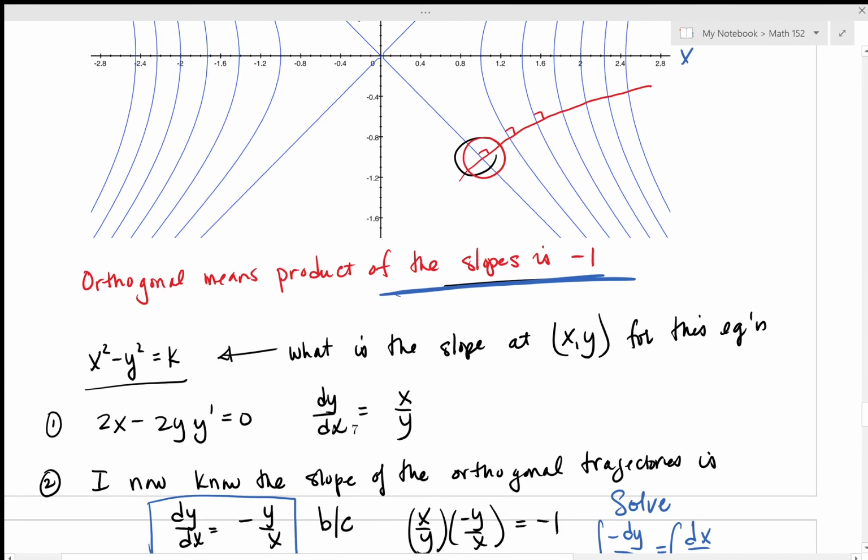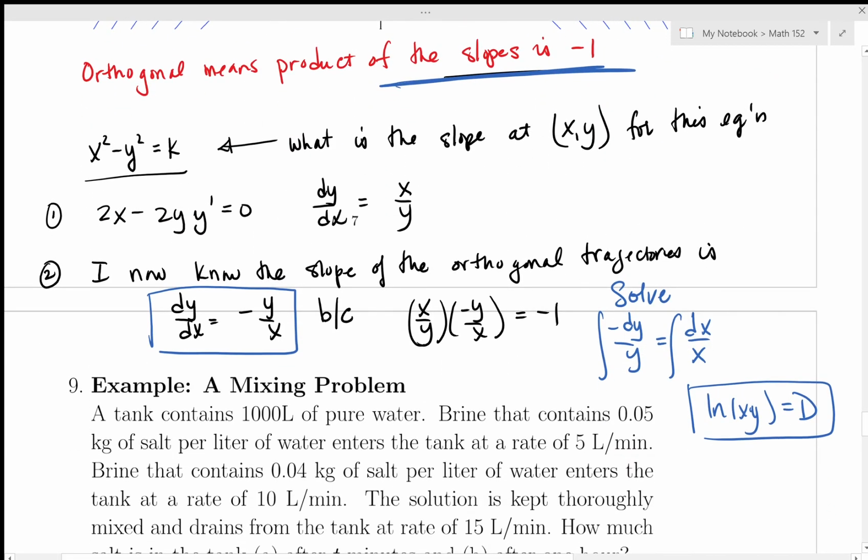So this is the family of red curves that I've drawn on here. The equation of these is log xy equals D for a variety of different values of D. Then I can get them all, so I can find what those orthogonal trajectories are. I find this kind of an interesting problem.